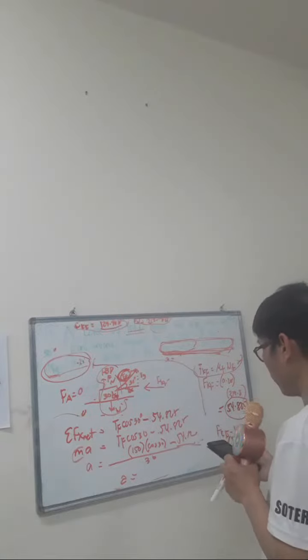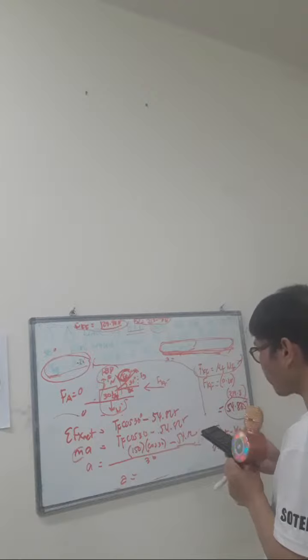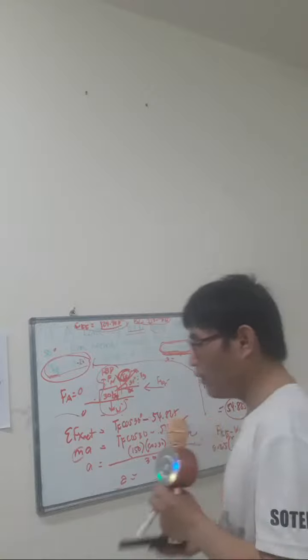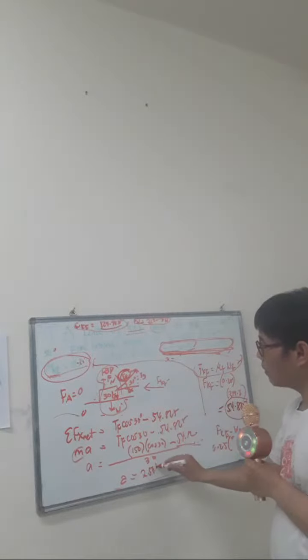Okay? Like that. Anyway, sorry. We can review this also, to make it clear, because this is on the spot. 54.825 divided by 30 is equal to 2.50 meters per second squared. That is your acceleration, 2.50 meters per second squared.